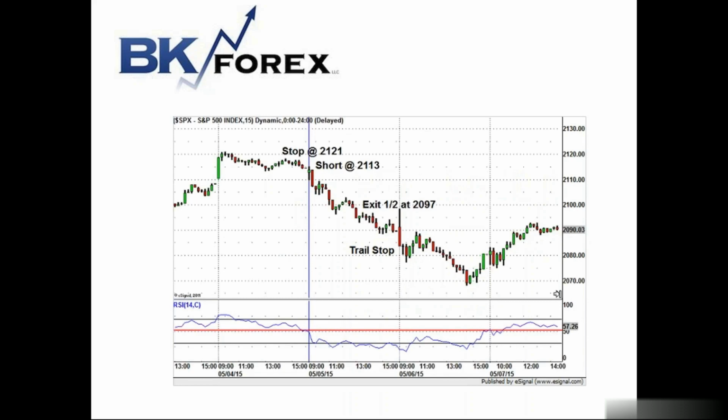You can trail by 1%. You can trail by a specific amount of pips. You can trail by something like a moving average. At that time, you're in profit, so you can trail by pretty much whatever you want.